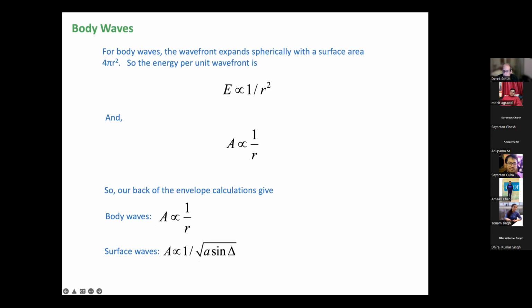And we can see this. When I showed you that plot of Rayleigh waves that went around the Earth multiple times, we don't really see that with body waves. And that's because body waves lose amplitude a lot quicker than surface waves.